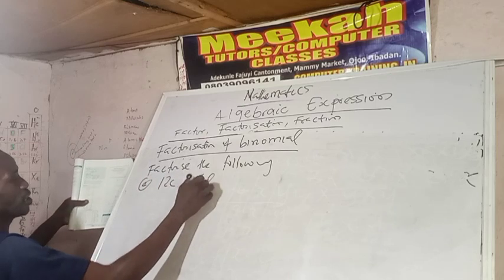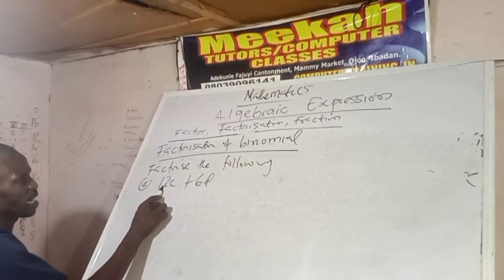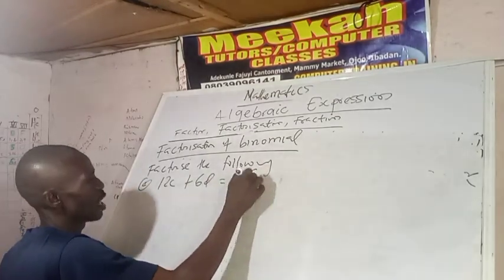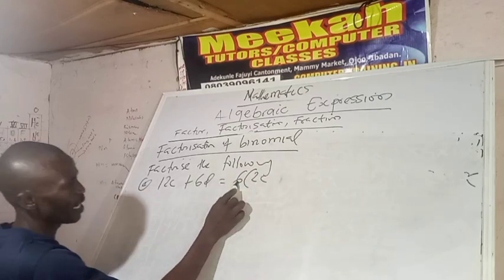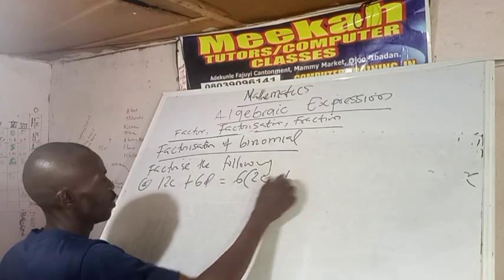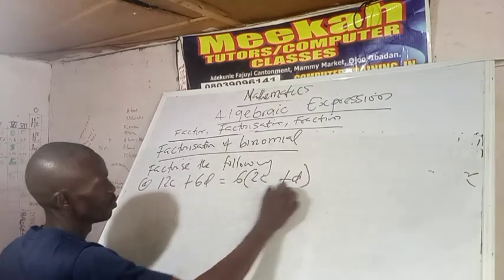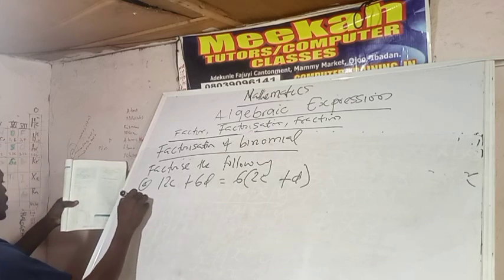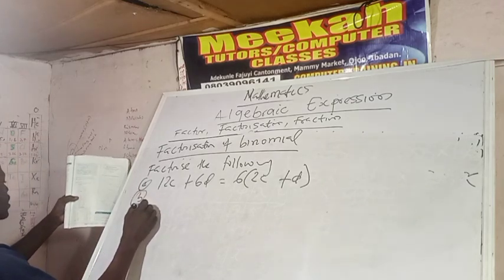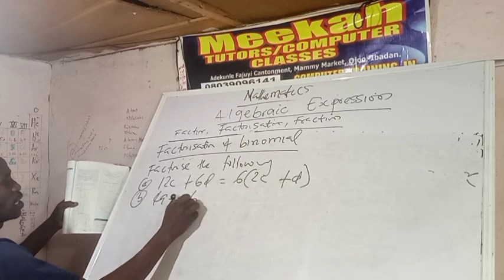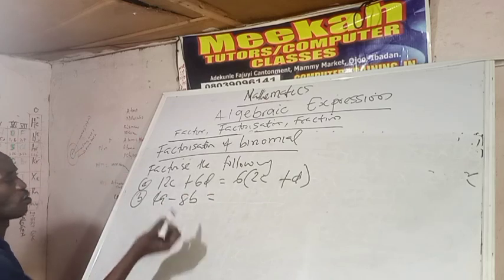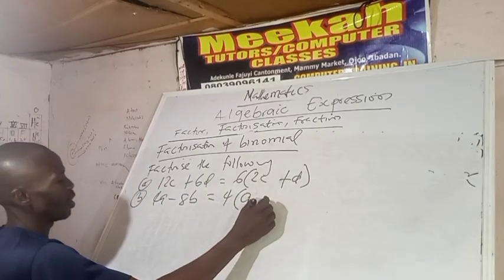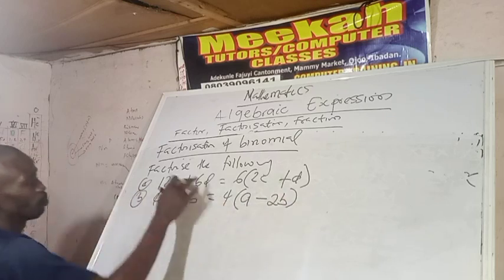Now let's see. Number 1. 12c plus 6d. You have to know what is common here. 6 can go here. 6 can go here. This can become what? 6. When 6 go here, what do you have? You have 2c. When you multiply 6 times 2, 6 will give you this. Plus, what do you have here? D. 6 times d. I am done with this one and factorize this. Let's see another one. 4a minus 8b. What is common here? 4 can go. You write 4 in brackets. What do you have? A minus, what do you have? 2b.